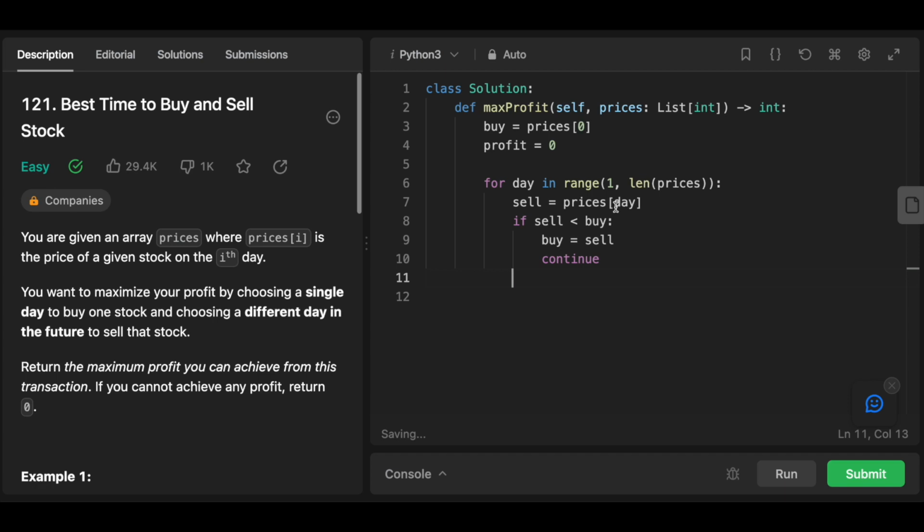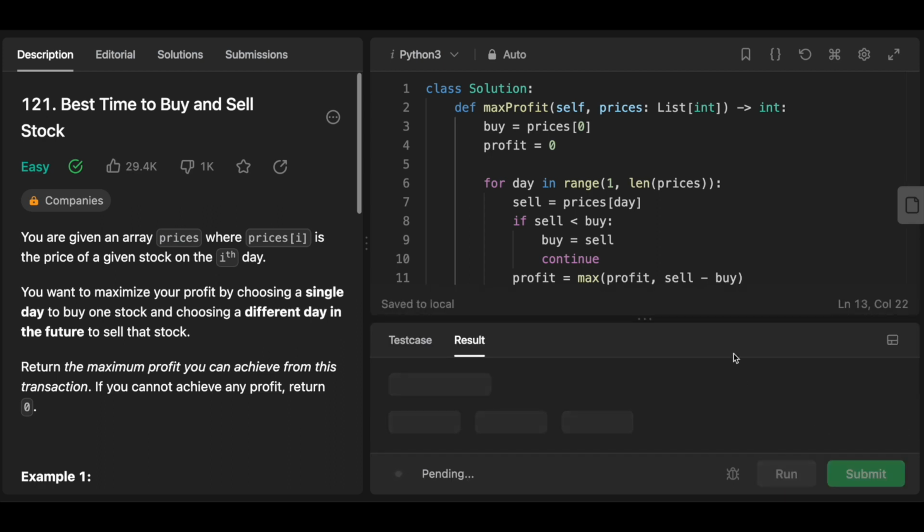All right, otherwise, if that doesn't hold true, that means the current day's price is greater than the previous buy price, and there is potential profit to be made. So our current profit will be whatever is greater of either its current previous profit or the sell minus the buy. So this is today's potential profit compared against the current best profit. And at the end, we can just return profit, just like that.